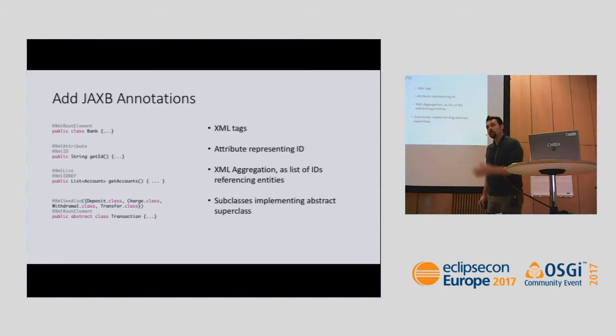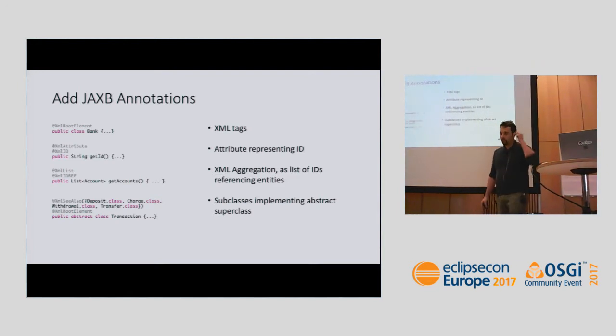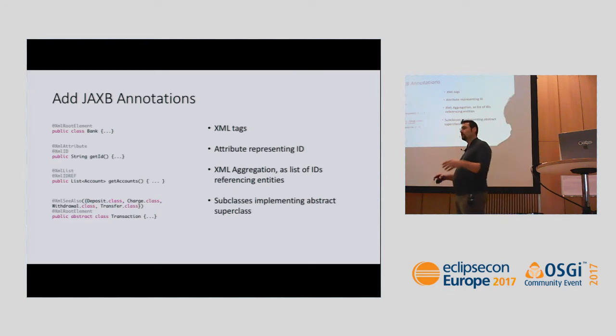When I'm sure that the model is working, incrementally I start adding some annotations, because I want to save the model to XML. It's a simple file format which is accessible by anybody, and basically it's pretty easy to add annotations to your data model to transform it to XML.